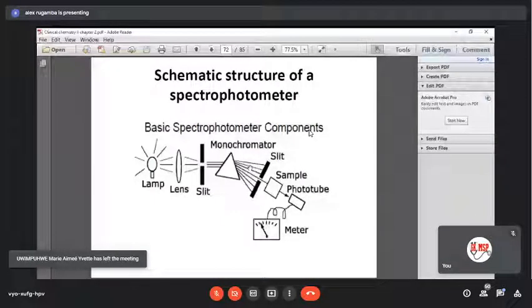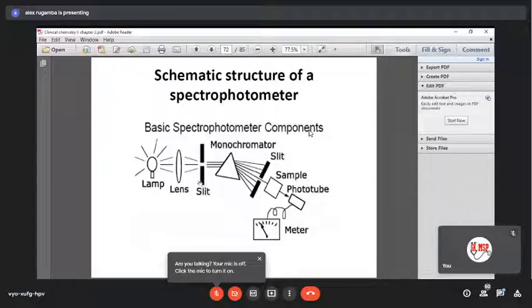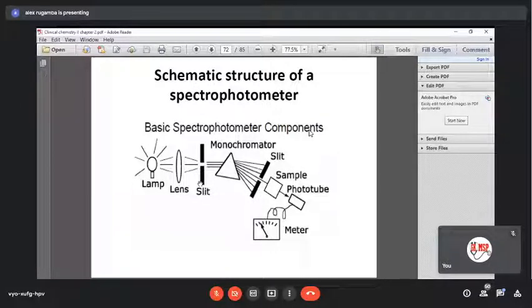So look here. This image will help you to understand more. And this is the spectrophotometer. We will put our sample here. This is a sample. So we put the sample in a cuvette. It's a kind of tube, a transparent tube. So we put our sample there. We mix it with the reagent, and we put the sample there. And then to focus the light into the sample, there is a lamp, there is a lens.